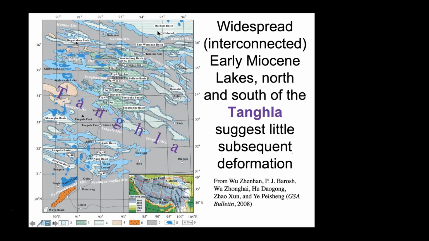Just to locate you, the Kunlun is up here, further north is Golmud, Lhasa is down here, and this road is the main road that connects the two of them. On the south side of the Tanggula, again, lake deposits in the Lunpola Basin and further west in the Nima Basin and others. And their point is that there were widespread lakes and essentially no deformation of these. There is very little deformation since early Miocene, not a precise date, but since early Miocene.